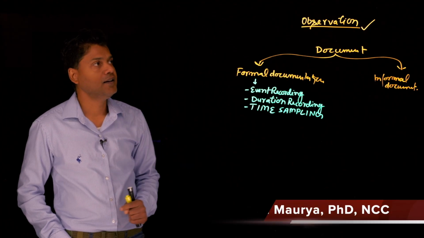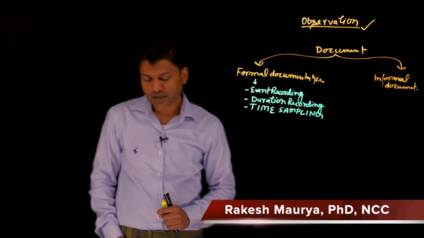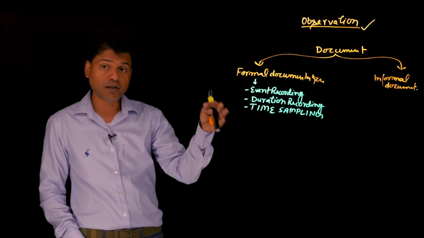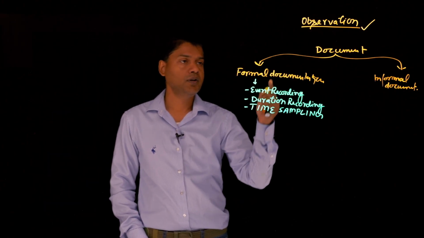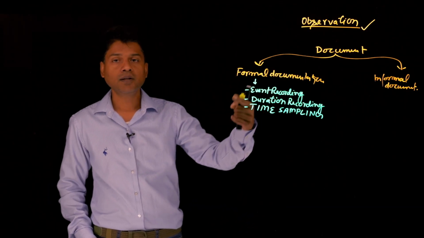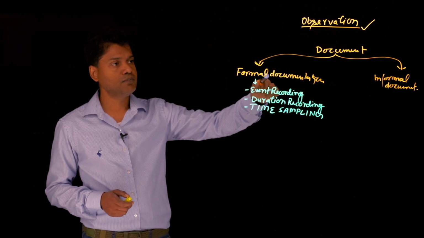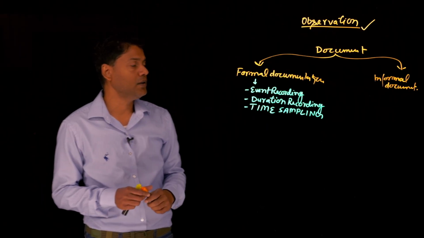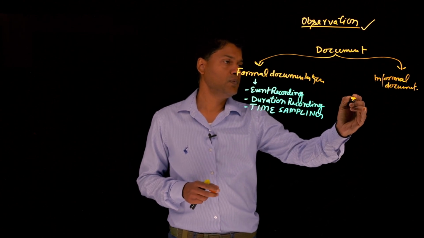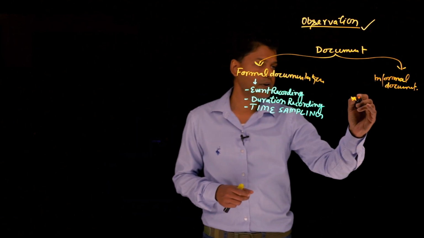We are learning observation method in evaluation assessment process. In the previous video, we talked about how to document an observation, and we started with formal documentation methods such as event recording, duration recording, time sampling. Now, these are the methods which are more formal in nature for documenting an observation. But let's talk about another method which we call informal documentation, and we call it anecdotal records.